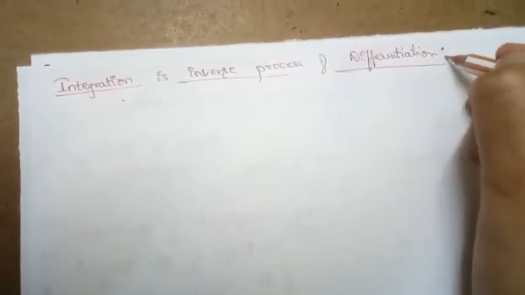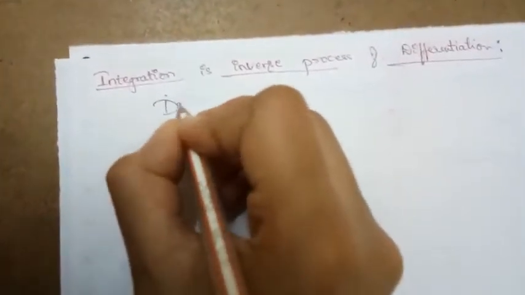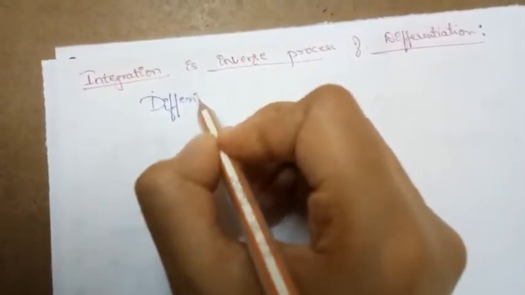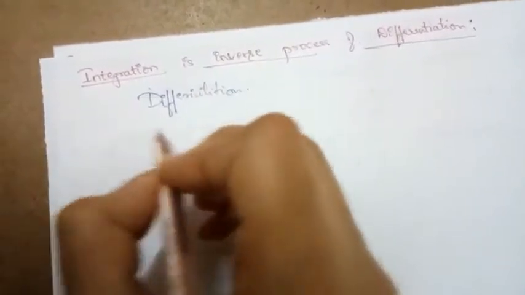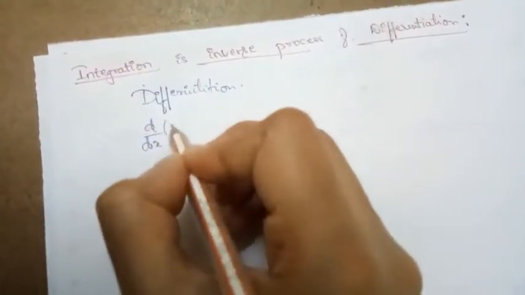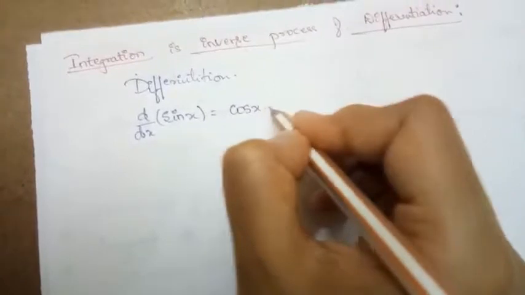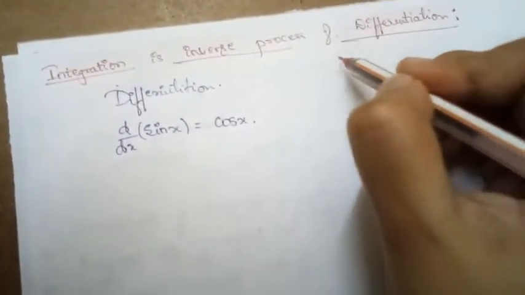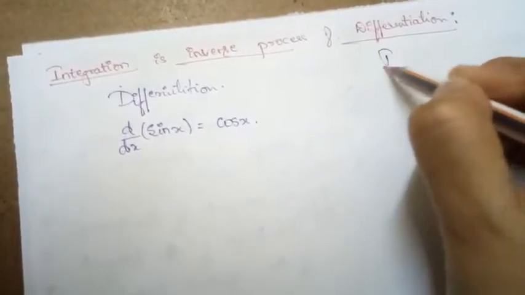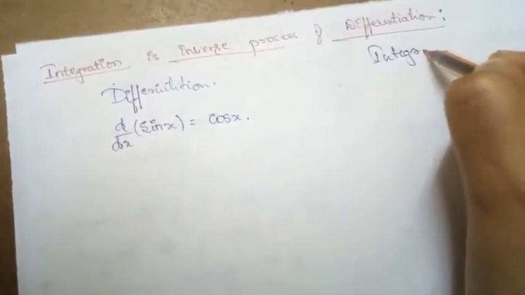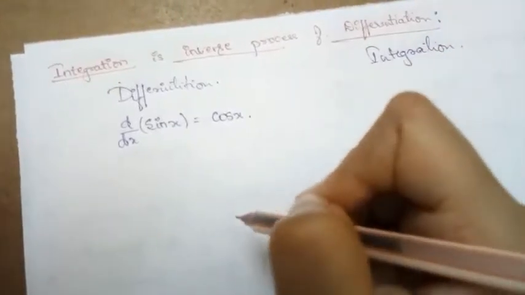As I said, integration is the inverse process of differentiation. Let us understand how, by taking an example. If I consider the differentiation of sin x, what is it? We all know that the differentiation of sin x is cos x. As I said, integration is the inverse process of differentiation. So how do we represent the integration then?